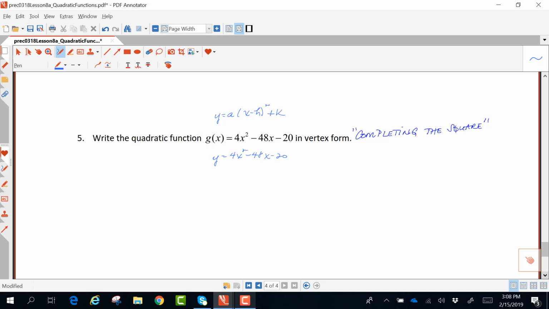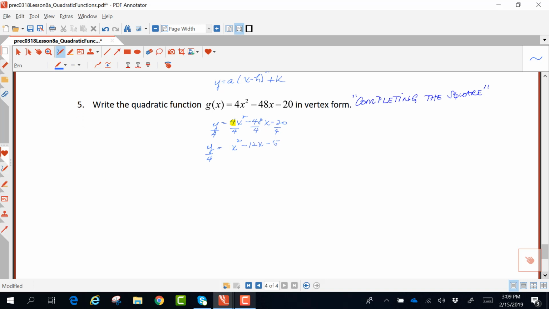a y equals equation. To complete the square and get this quadratic equation into vertex form, my leading coefficient, or my a value, must be 1. So I divide every term, including the y, by the number 4. Now I need to move the 5 to the left side so only my x's are on the right side of this equation.